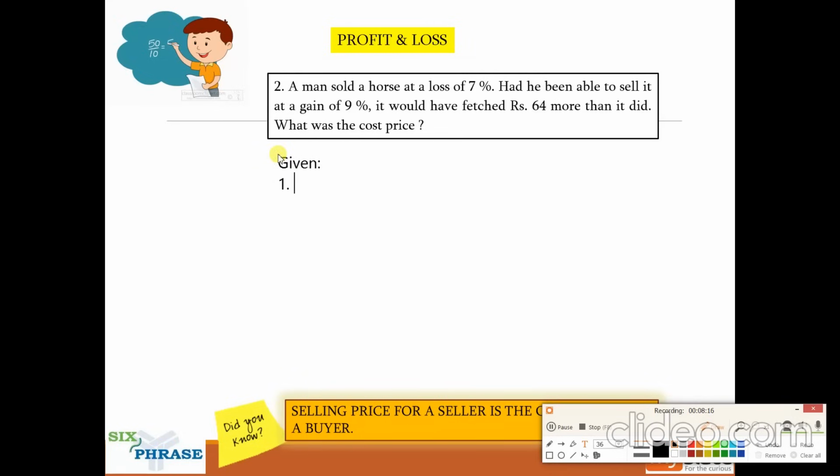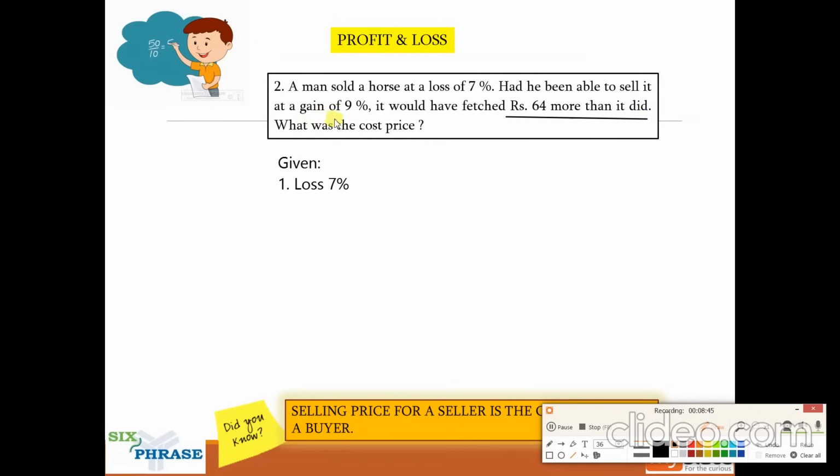It says a man sold a horse at a loss of 7%. Okay, now he sells it at a loss of 7%. So we write loss of 7%. And had he been able to sell it at a gain of 9%, it would have fetched rupees 64 more than it did. What does this "more than it did" mean?